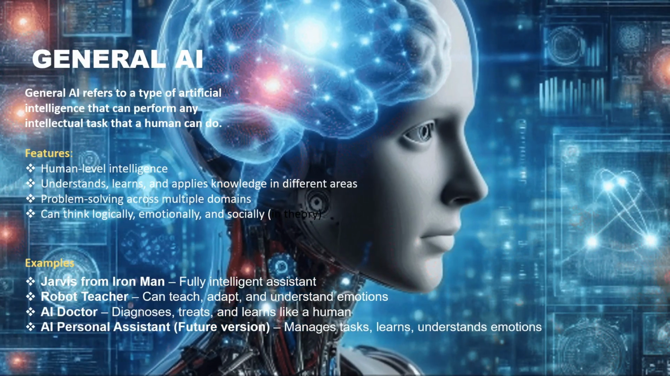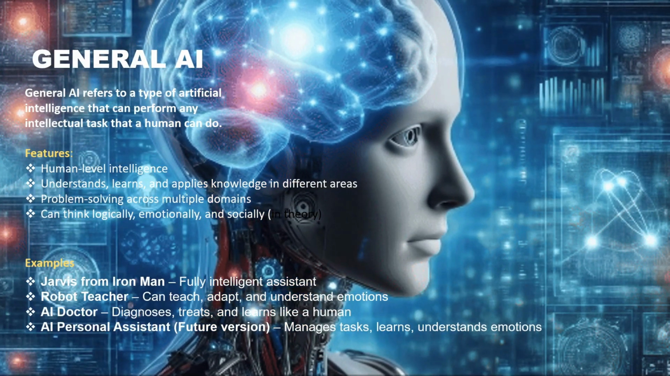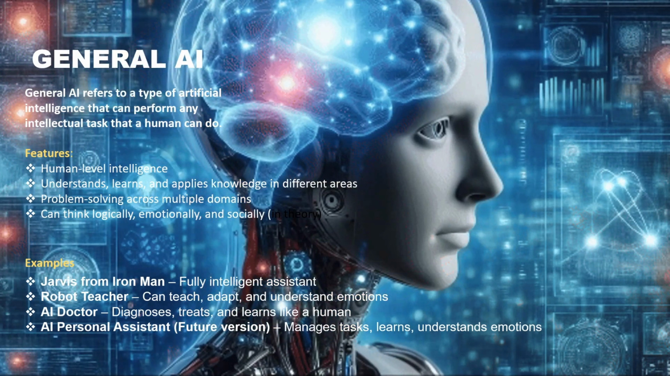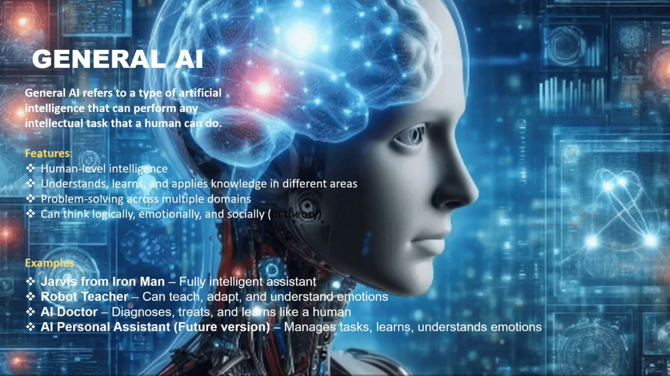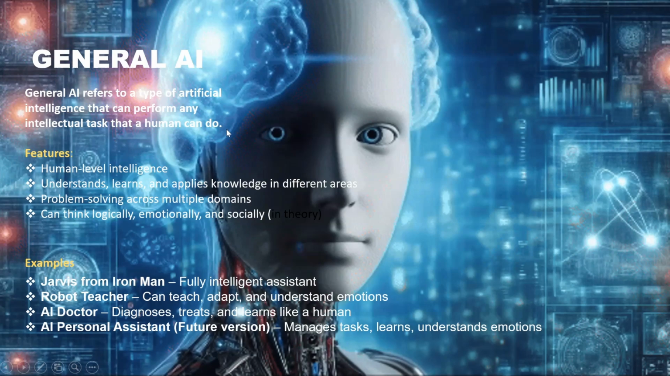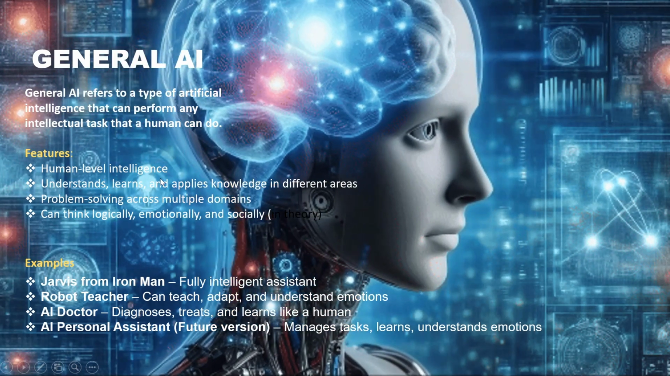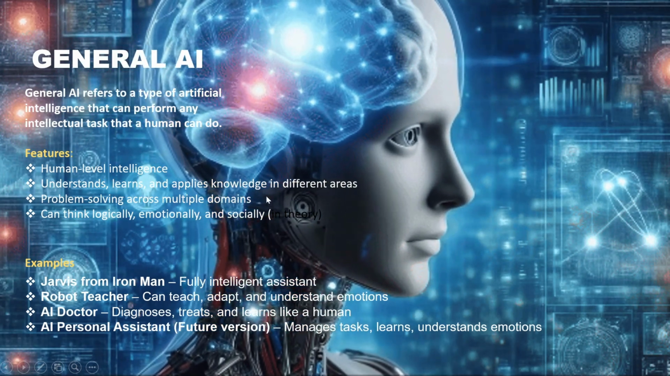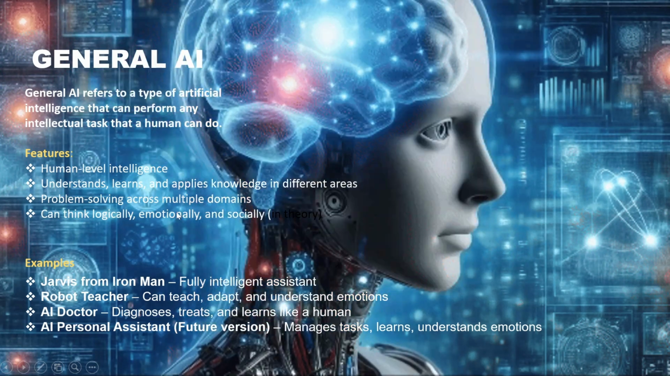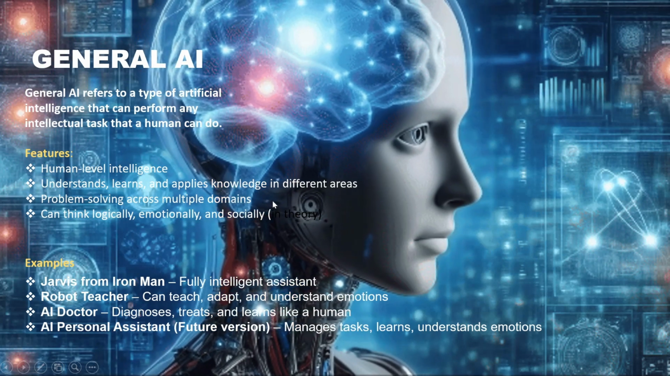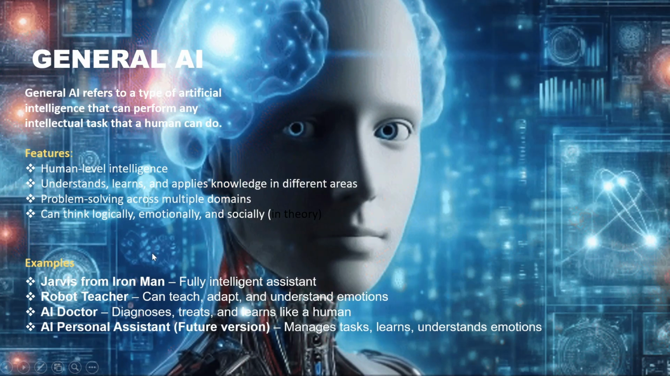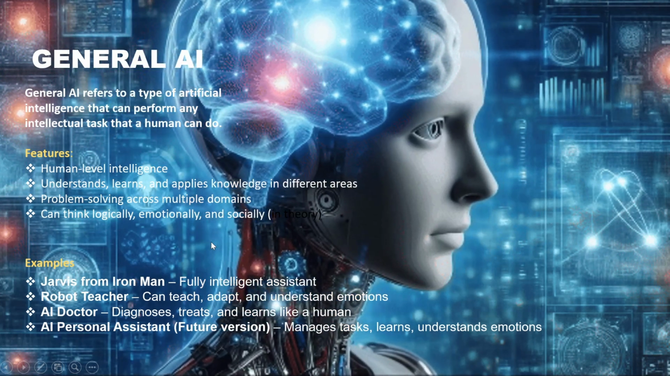So when you go from narrow AI to general AI, it can perform intellectual tasks. A human can do anything. It has human-level intelligence: it understands, learns, and applies knowledge in different areas, with problem solving across multiple domains. Generally we call it strong AI also.